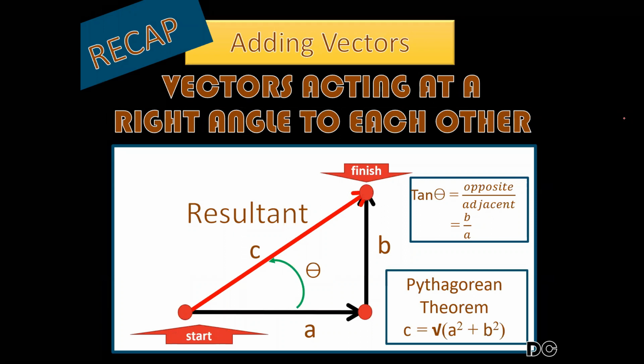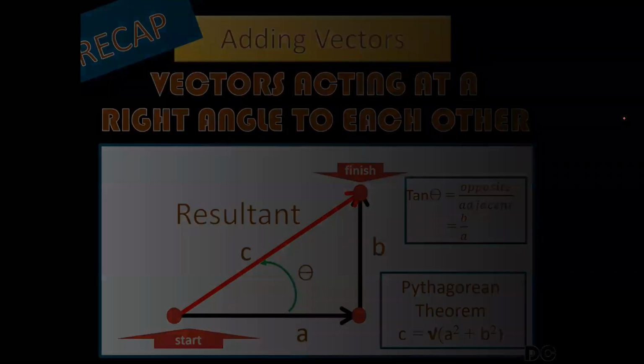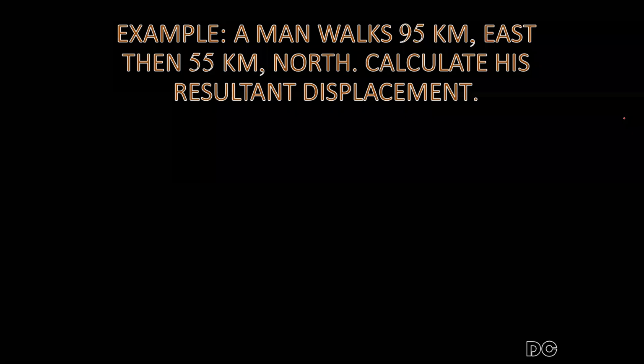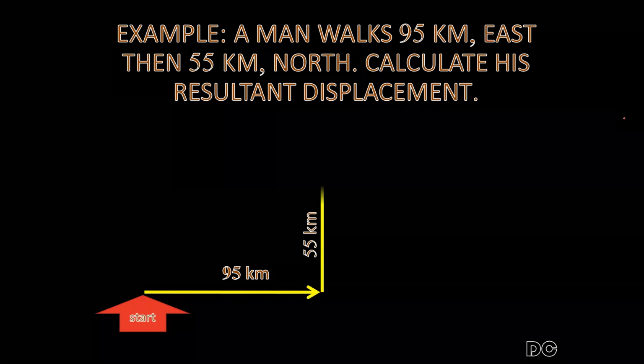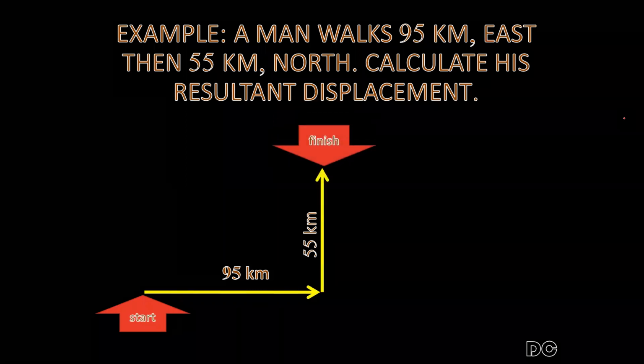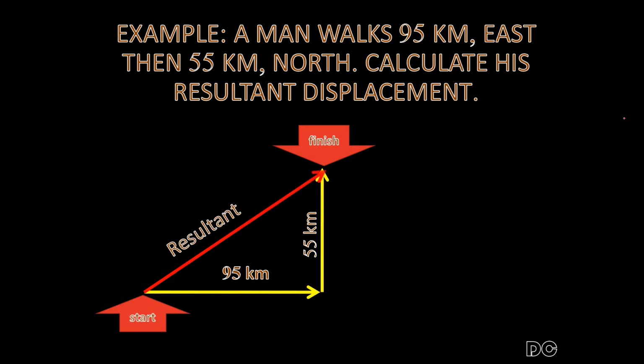So, let's have an example for better understanding. It is easier to understand when there is an example. Okay, a man walks 95 kilometers east, then 55 kilometers north. Calculate his resultant displacement. So if he walked 95 kilometers east and then 55 kilometers north, take note, we connect the two vectors. After that, draw the resultant line.